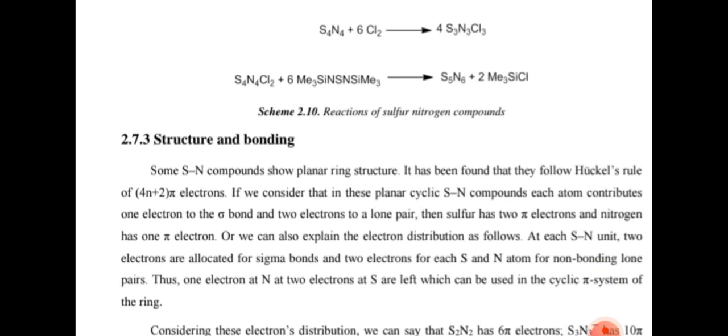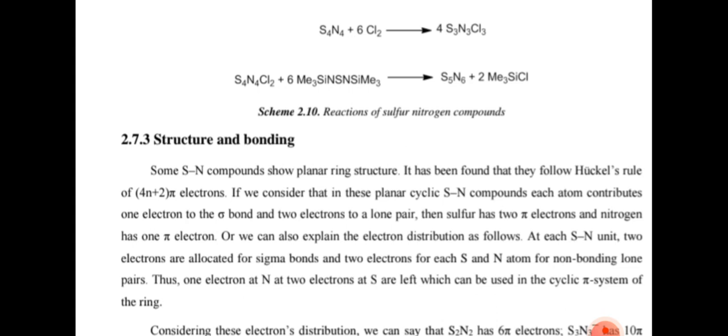Then in the presence of AsF5 we get S4N4 2+. Then at 300 degrees Celsius we get S2N2. And in the presence of chlorine we get S4N4Cl2. S4N4 reacts with 6 moles of chlorine to give 4 moles of S3N3Cl3, and S4N4Cl2 reacts with 6 moles of trimethylsilyl NSN SiMe3. We get S5N6 and 3 moles of Me3SiCl.